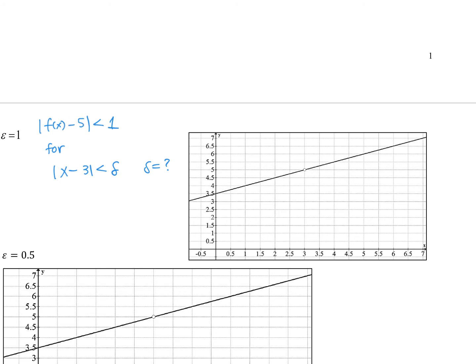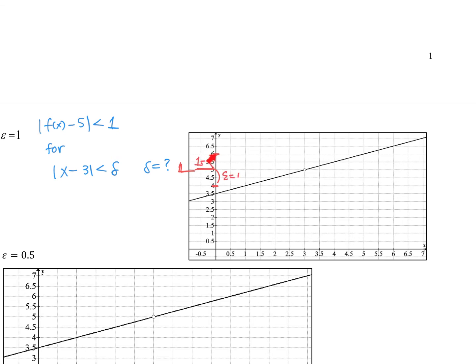So the limit is 5. Again, these are my y values. So 5 is here, right? That's my y value. f of x minus 5 is less than 1 means the distance between f of x and 5 is less than 1. That means it could be as high as 6 or it could be as low as 4. So let's use the red marker here. 5 is my limit L. So it could be 1 higher than 5 or 1 lower than 5, which is 4. So that's epsilon equal to 1, right?